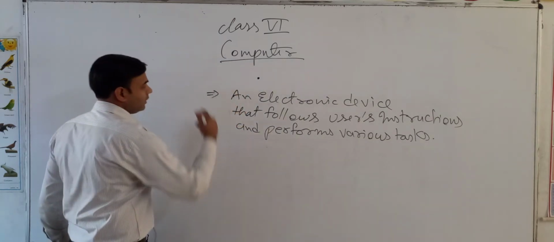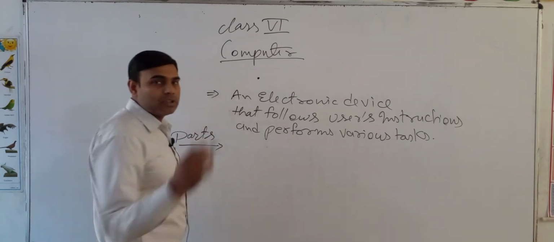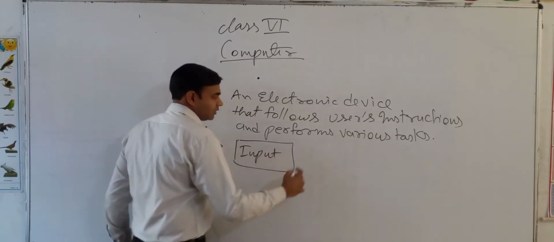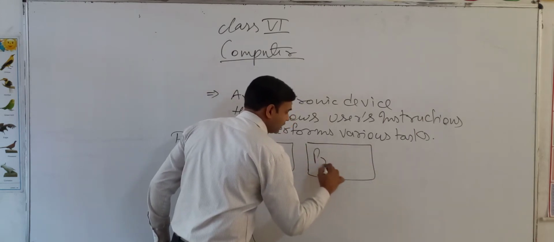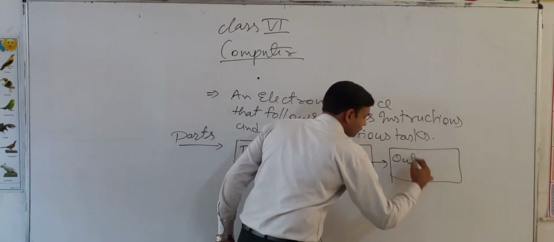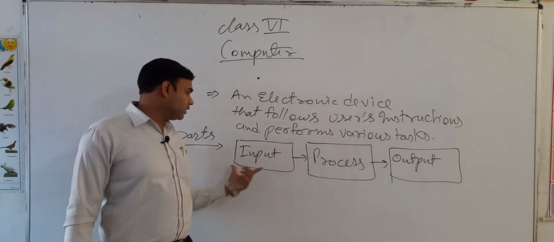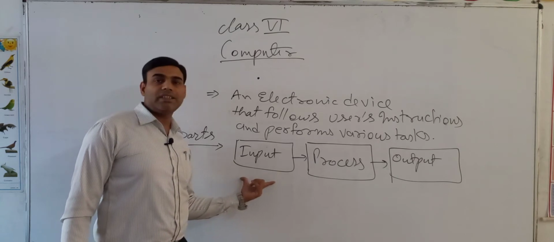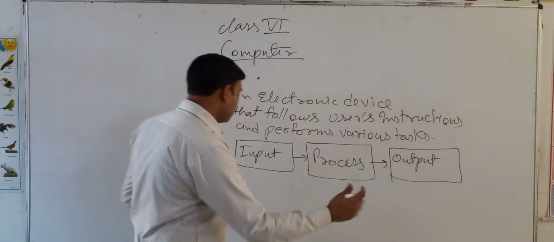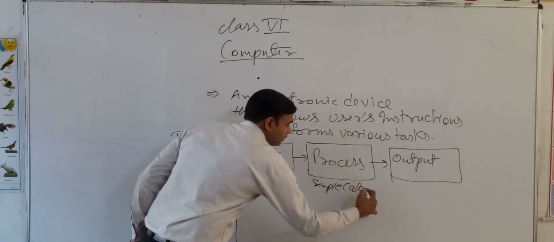Now we will look at the parts of computer. Computer basically has three main parts. First is input, second is process, and third is output. Any computing device works on this particular principle: first it takes input, then it processes, and then it gives you some output.